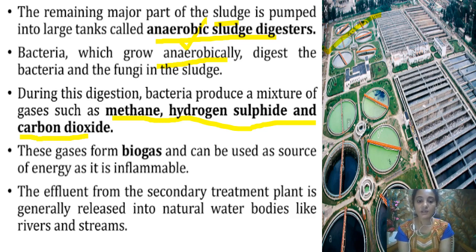So again, the activated sludge will be passed into anaerobic sludge digesters, where it is digested by anaerobic bacteria. Now, during digestion, what's happening? They are producing methane, hydrogen sulfide and carbon dioxide. And these gases can be used as biogas. They are a source of energy and they are inflammable. Clear? Now, what is left out?